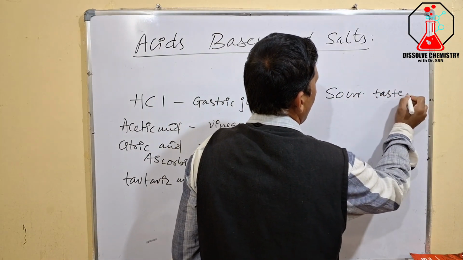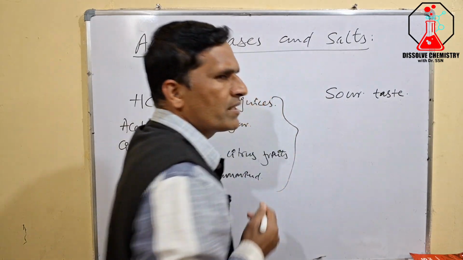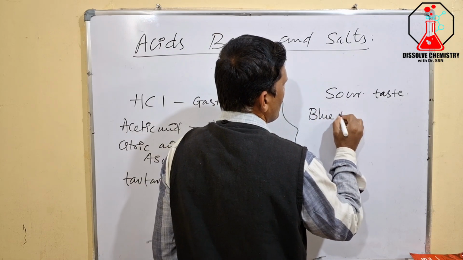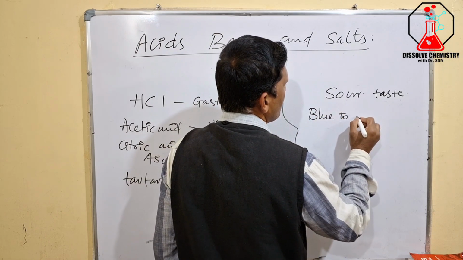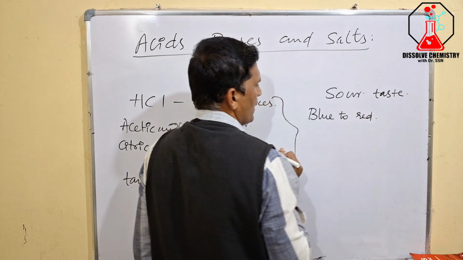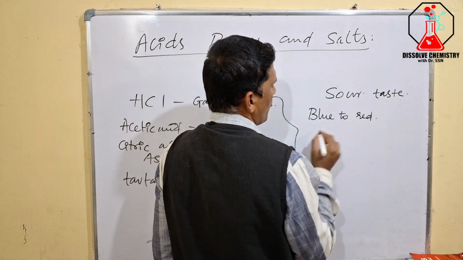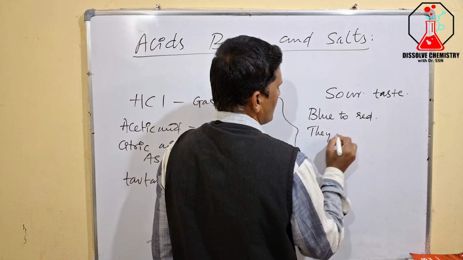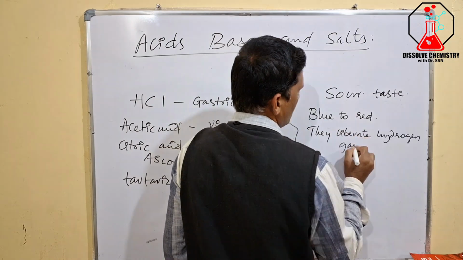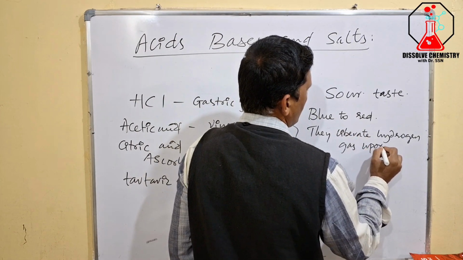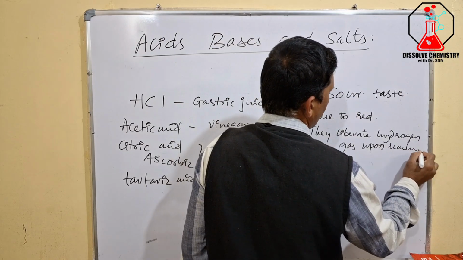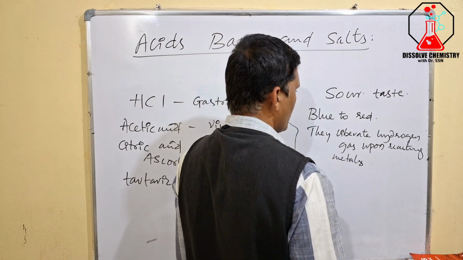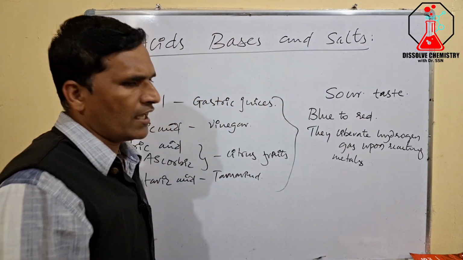When you go with the litmus test, these compounds turn blue litmus to red. Another important property of these acids is that they liberate hydrogen gas upon reacting with metals. So this is another property of acids we can call.